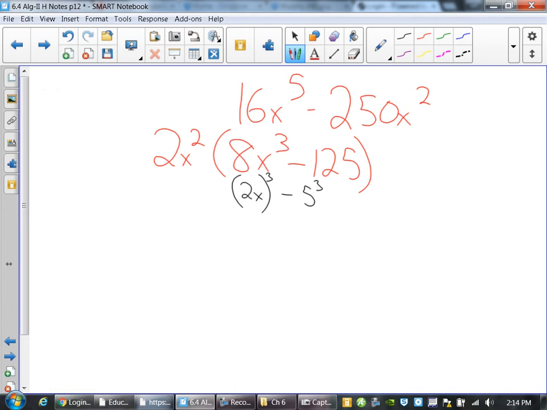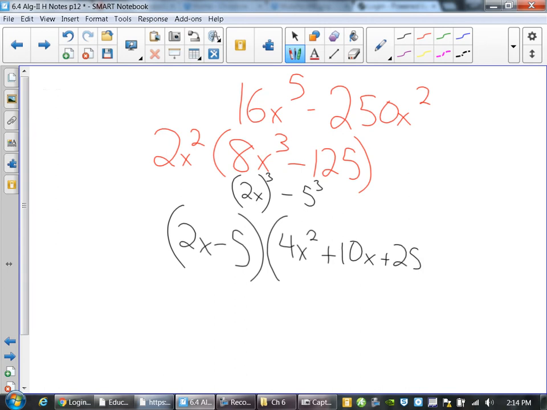The pattern says it's going to be a minus b times a squared. Well, the quantity 2x squared is 4x squared. Now, I started with a minus sign, which means my next sign will be a plus sign. What's 5 times 2? So we get a 10x. And then it's going to be a plus 5 squared. And don't forget to bring that 2x squared along with it, because you've already factored it out.